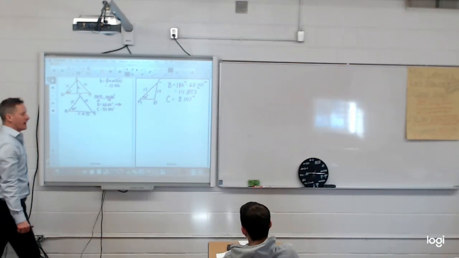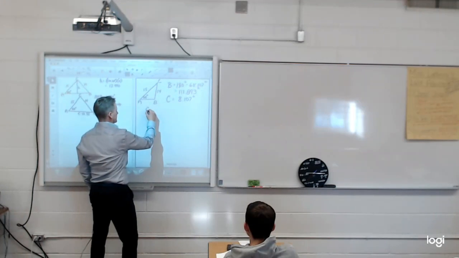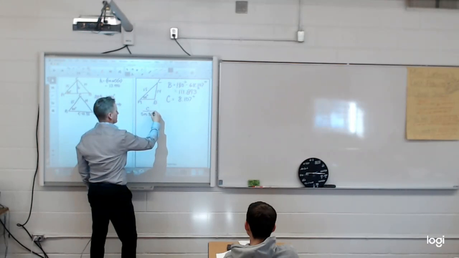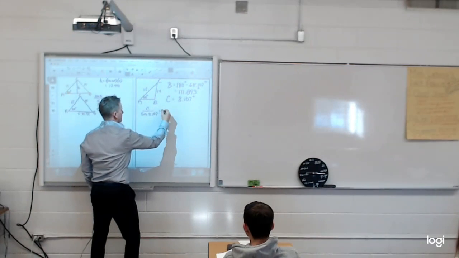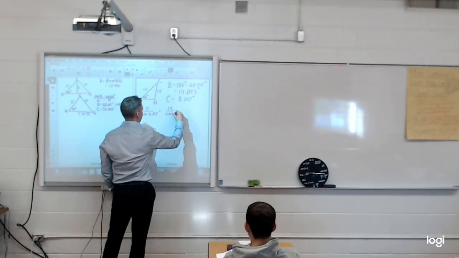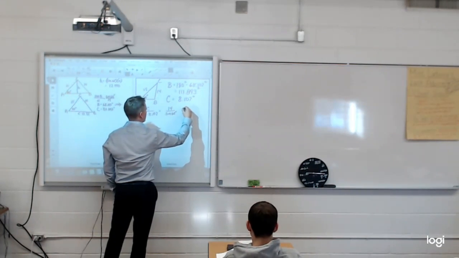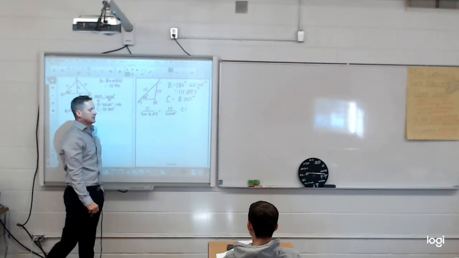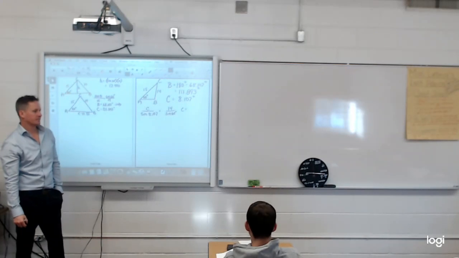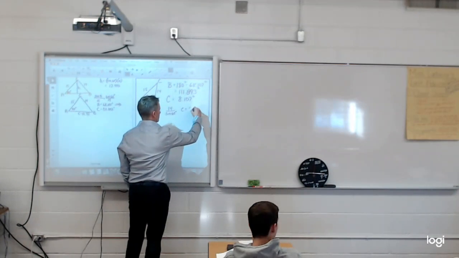And then I have to find c. So to get c, what does little c equal? 2.27, 2.280.